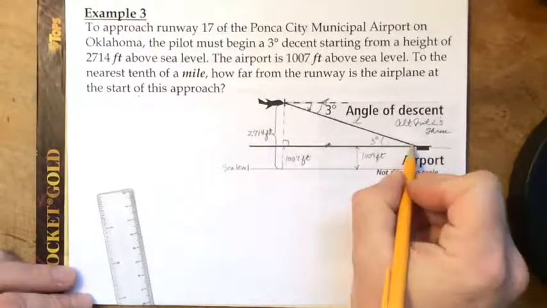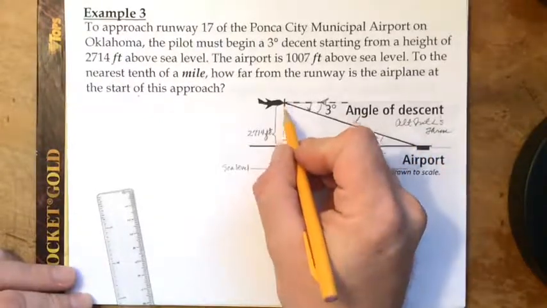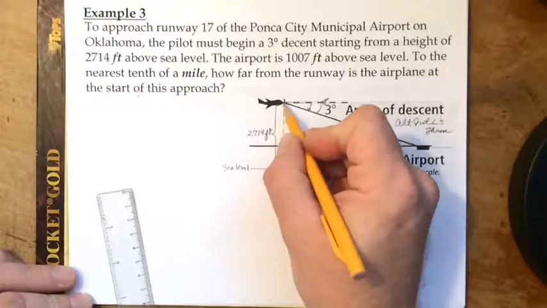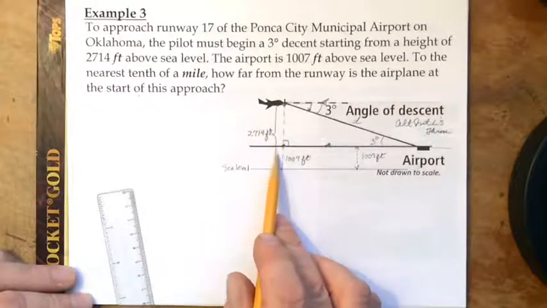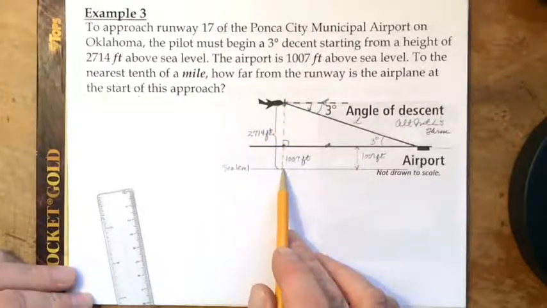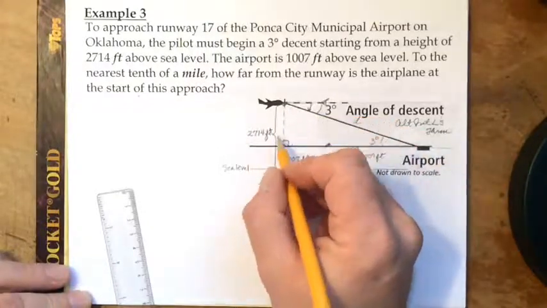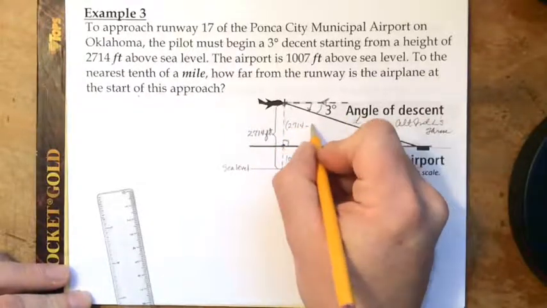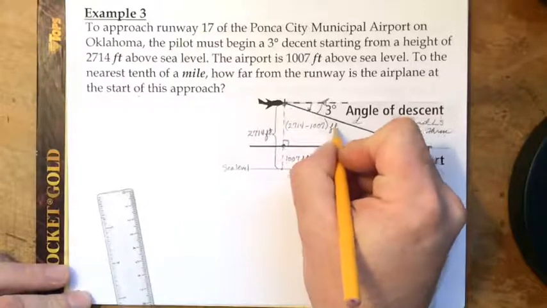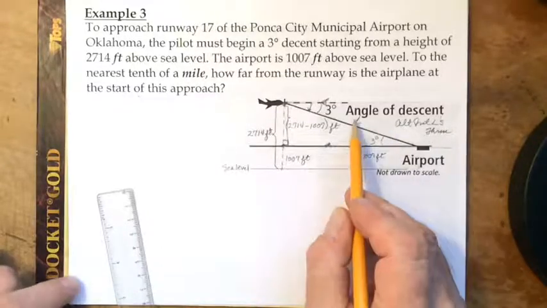Now that we have this angle, we've got one of the acute angles in the right triangle. We don't directly have the length of this side of the triangle, but we can find it pretty easily by using segment addition, taking this entire segment from the airplane down to sea level and subtracting out the height between the sea level and the ground. So this is the difference of these two. I'm going to write 2,714 minus 1,007 feet. That's from here to there. Now we have enough information to find D.